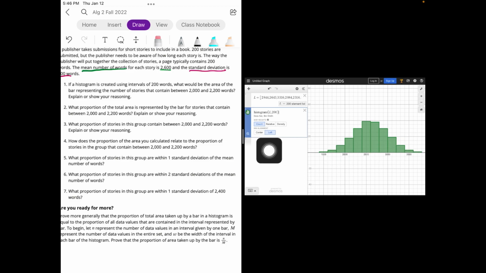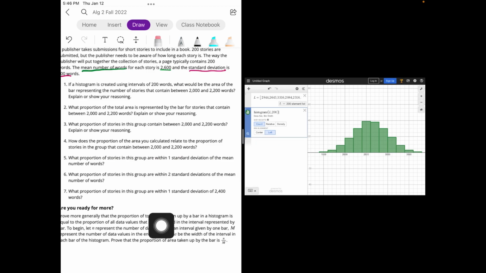And then the bar height is going to be the count. You could make it the relative frequency, so then it would be a proportion. And then we're not going to worry about density right now. And then I do my bin alignment to be the center. So I'm sorry, the left. So that way it starts at 1400. 1400 is not in the middle.